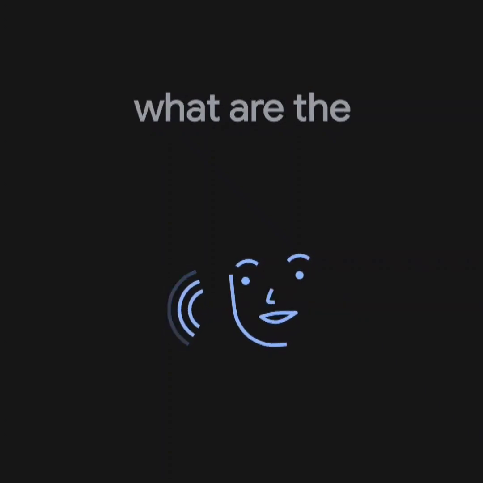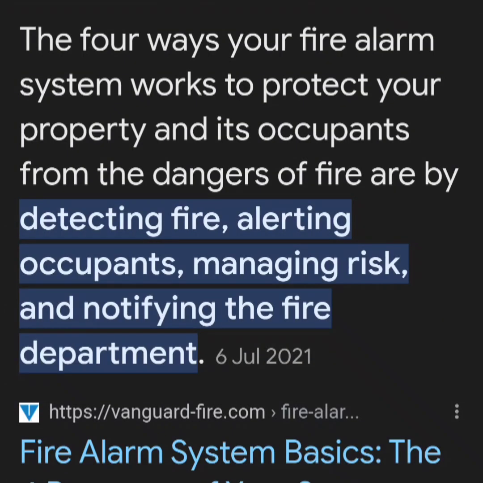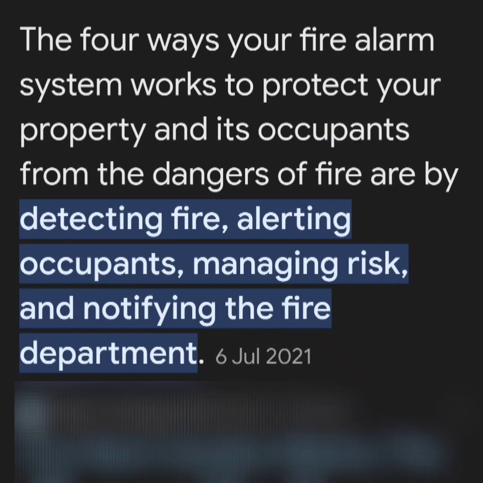What are the four basic parts of fire alarm? According to Vanguard Fire and Security Systems, the four ways your fire alarm system works to protect your property and its occupants from the dangers of fire are by detecting fire, alerting occupants, managing risk, and notifying the fire department.